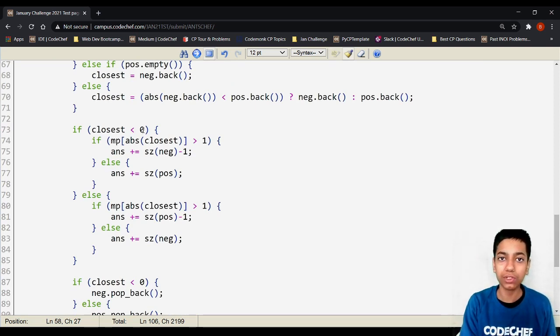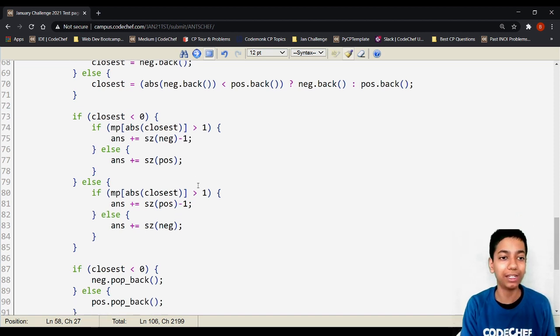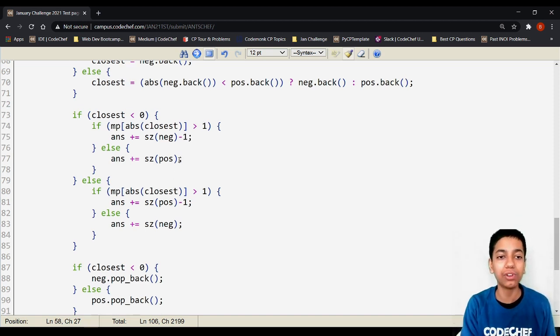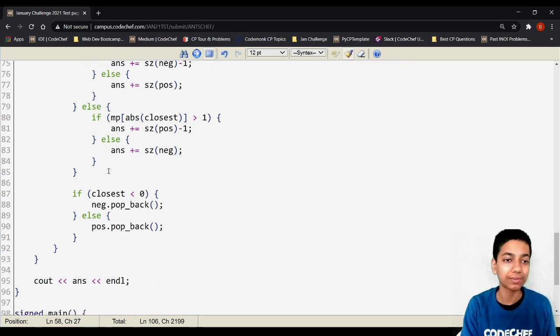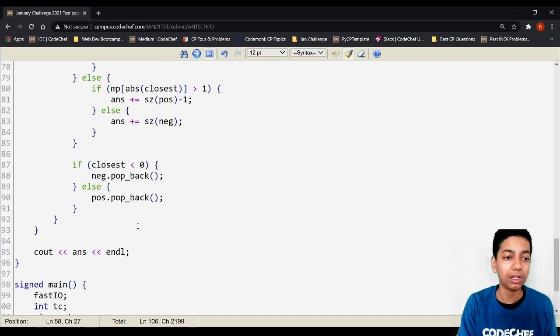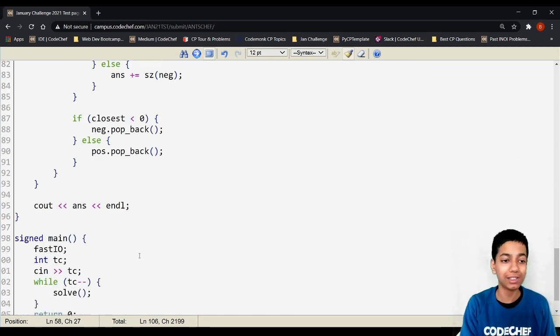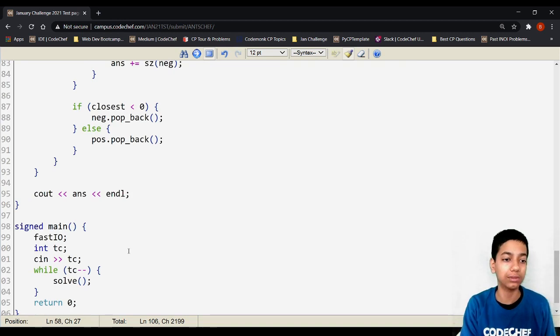Now, if the closest was the one from the negative vector, and it was going to collide at the origin, then it's definitely going to reverse around and meet all the ants on the negative vector except for itself. Otherwise, it's going to pass through and meet all the ants on the positive vector. The same goes if the closest ant was on the positive side. And then we also need to remove it from the vectors. Finally, we can print out our answer and just call this solve function within the main function.